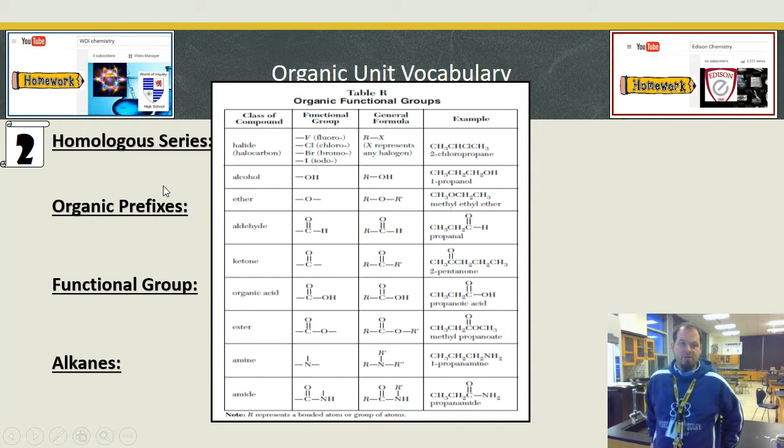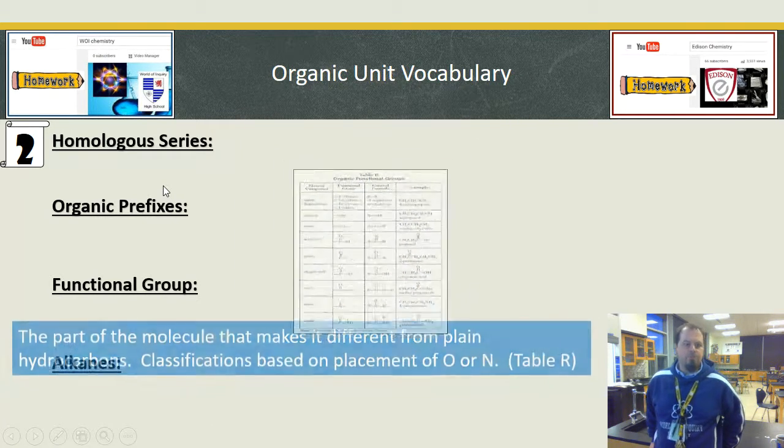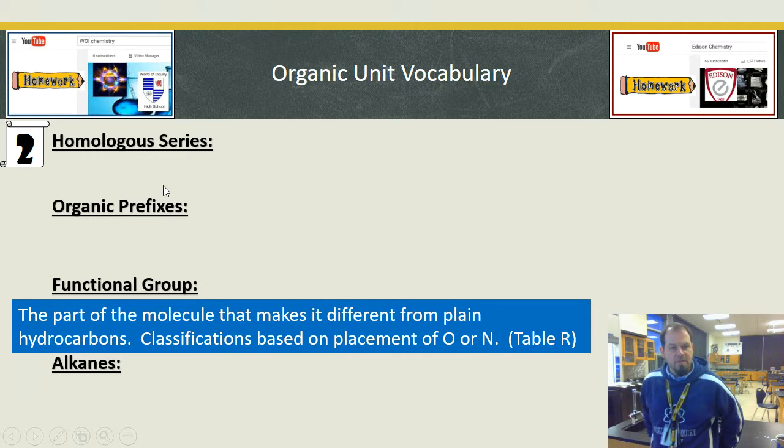Functional groups, table R. If you see this, now you can see why it's going to take me 20 minutes to go through examples of every one of these things forwards and backwards. Oh my good Lord, that one's going to be a long video. Sorry about your luck. This is the part of the molecule that makes it different from plain hydrocarbons. Let me rephrase. That is the part of the molecule that makes it different from just plain hydrogen and carbon. Hydrocarbons, hydrogen and carbon. Please make sure we have that connection made.